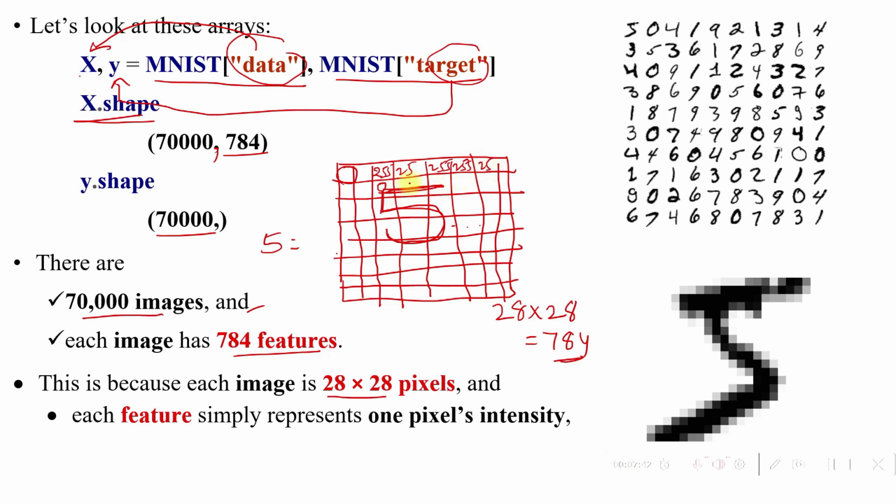Whenever we have the corresponding digit value, at that location we put zeros, and at the remaining locations we put the value 255. 255 is nothing but white, and 0 is nothing but black. After that, you have to represent all 784 pixels in the form of one single array, a single vector.